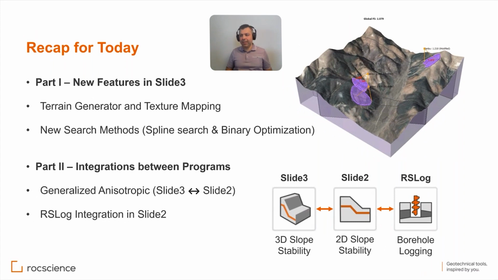Thanks, Brigid. To conclude the webinar, these are the topics that my colleagues talked about: several cool features that we developed in Slide2 and Slide3. Terrain generator, texture mapping, and spline search and binary optimization in Slide3. Generalized anisotropy in Slide3 and Slide2, and RSLog integration in Slide2. I hope you try these and let us know your feedback.